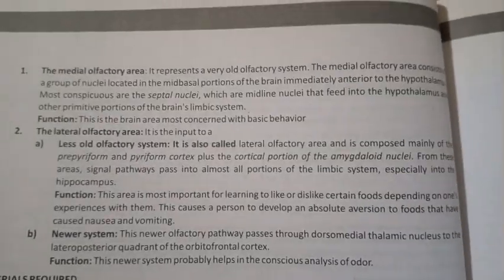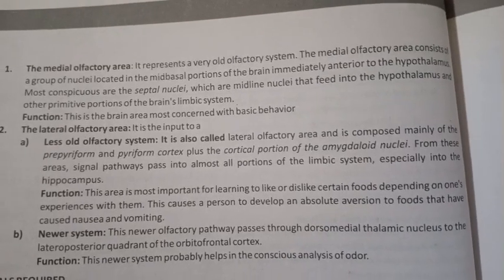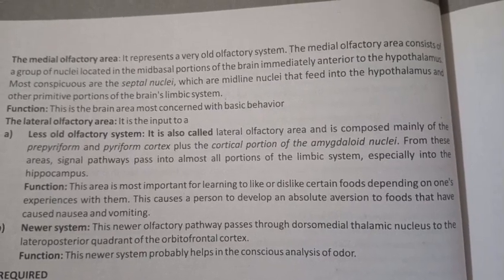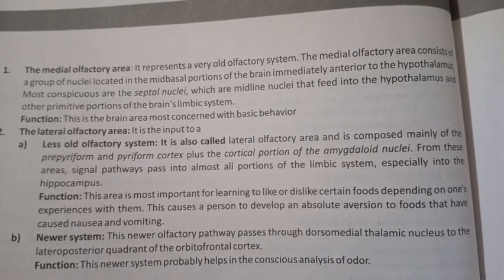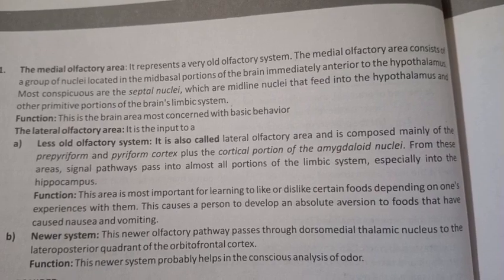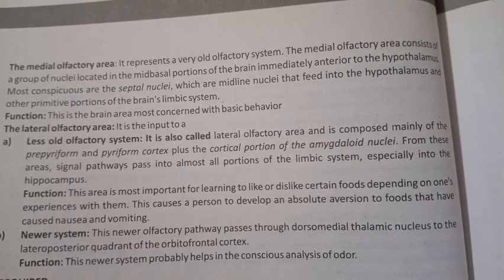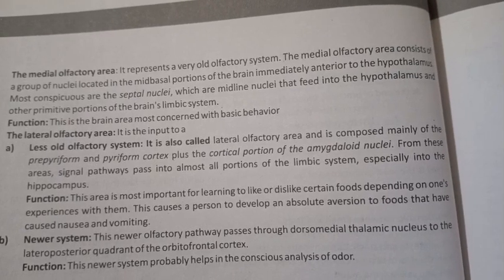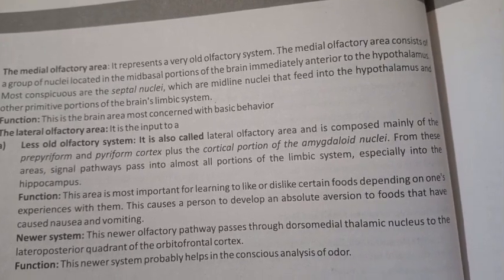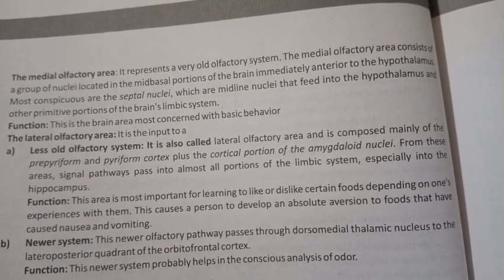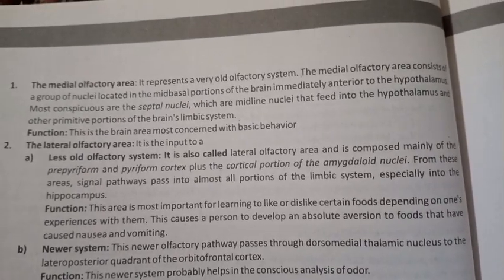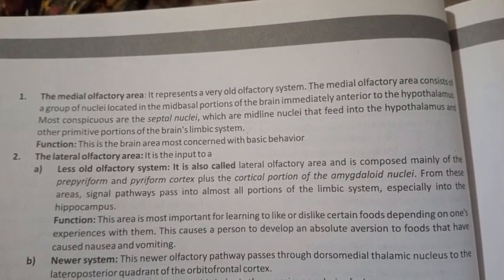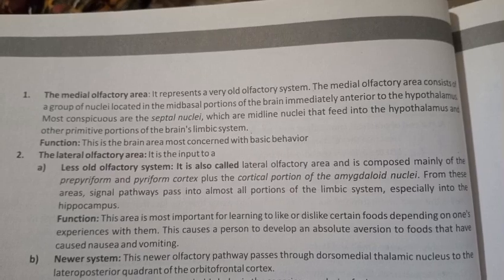Then we are talking about the medial olfactory area. It represents a very old olfactory system. The medial olfactory area consists of a group of nuclei located in the mid-basal portion of the brain, immediately anterior to the hypothalamus. Most conspicuous are the septal nuclei, which are midline nuclei that feed into the hypothalamus and other primitive portions of the brain's limbic system. Some functions are: this is the brain area most concerned with basic behavior.